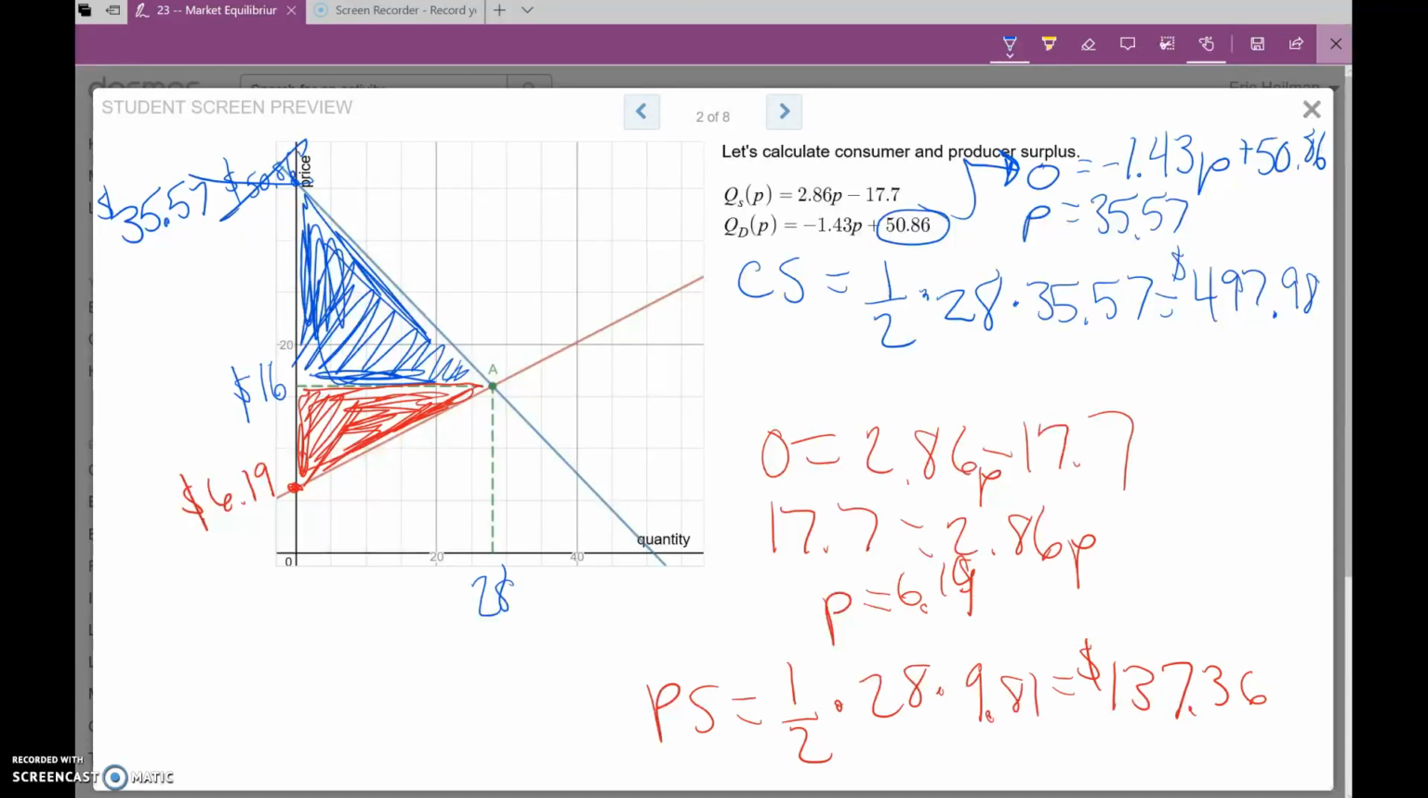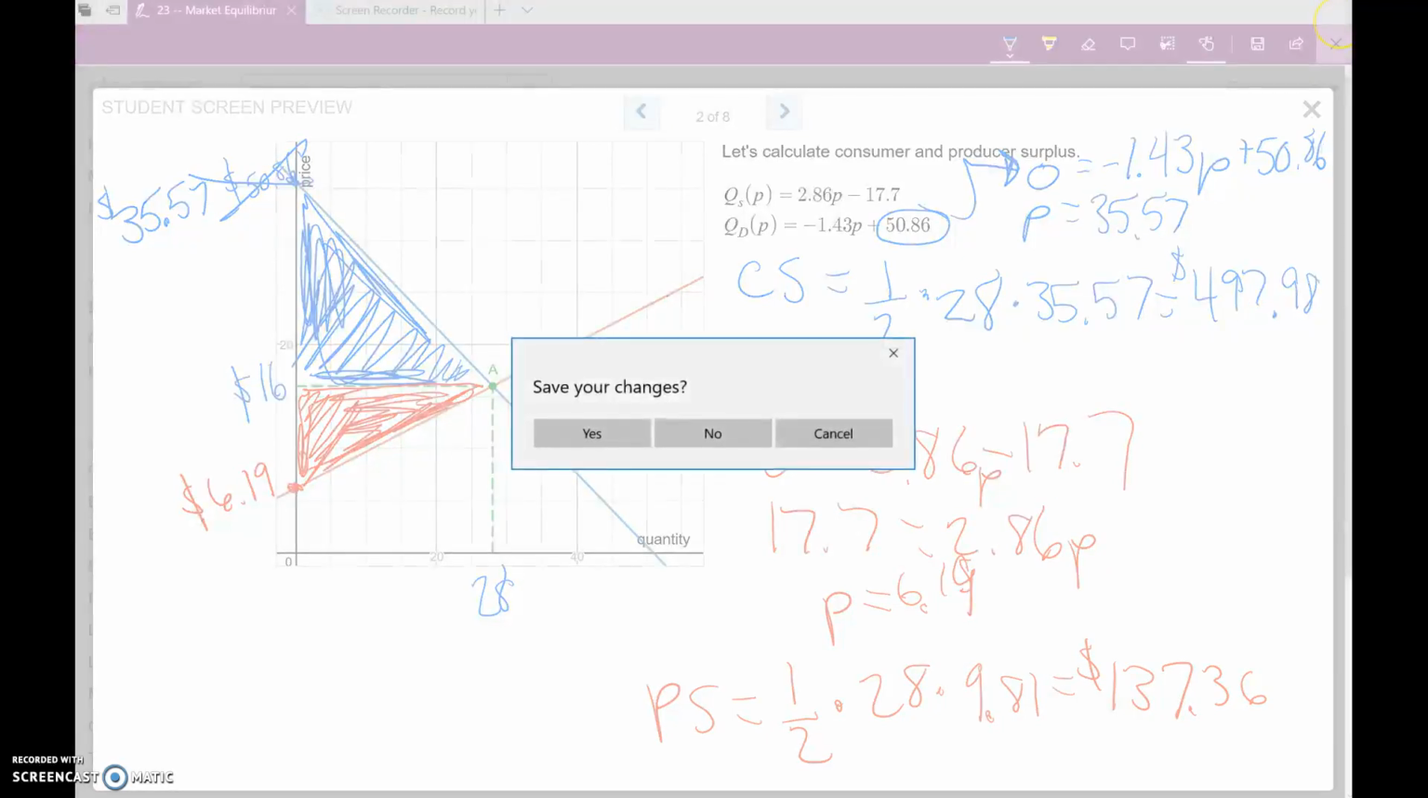So the procedure to compute consumer surplus and producer surplus is the same as before. You're just calculating the area of a triangle. You just need to make sure that when you're looking at the equations, you don't make the mistake I did. You need to figure out the intercepts on the vertical axis by setting the quantity equal to 0 if they're not marked on the graph.